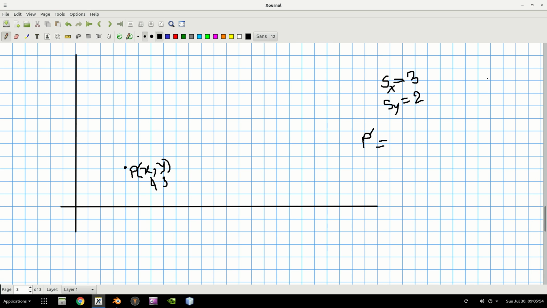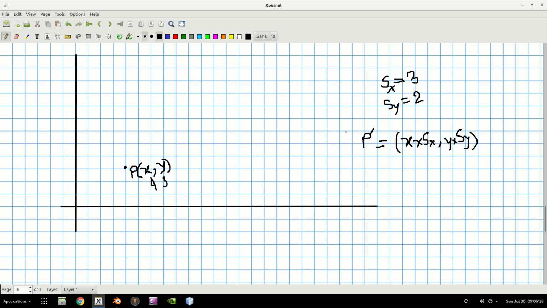That's the formula, but you need to realize what happens over here. You find the new coordinate by multiplying x by Sx and y by Sy. Scaling is a multiplying thing. You multiply the coordinates by the scaling factor. And a scaling factor of 1 means that you don't change anything, because if you multiply anything by 1, nothing changes.